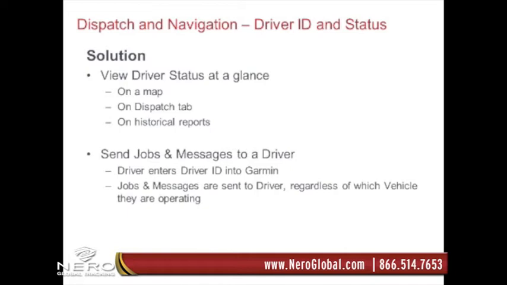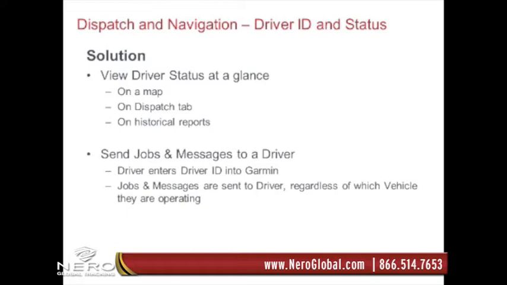The solution is twofold. One is implementing on the Garmin and in our web interface something called driver status, and that allows a dispatcher, so a dispatcher is someone who's operating the web interface, at a glance to be able to see the current status of a driver as the driver has self-reported. You can see that status on a map. You can also see it in our dispatch tab, and I'll get into the details of what our dispatch tab is, and also in historical reports for later review.